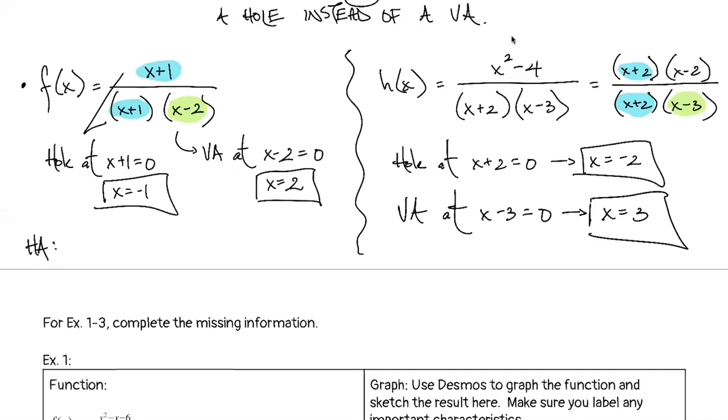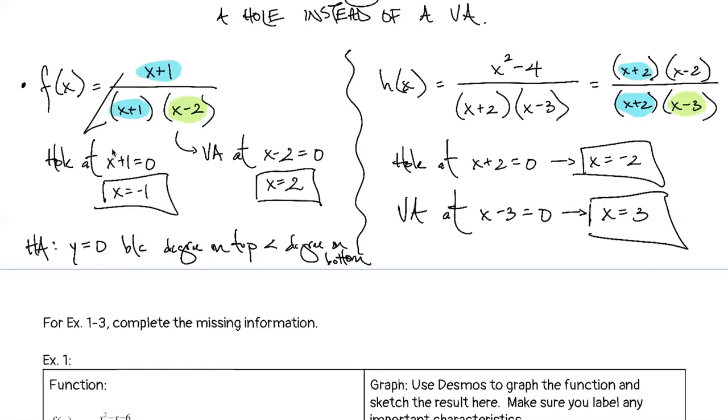Okay, so Thea says that there's a horizontal asymptote at y equals 0 because the degree on the top is smaller than the degree on the bottom. Yeah, I agree with that. Good reasoning. Okay.